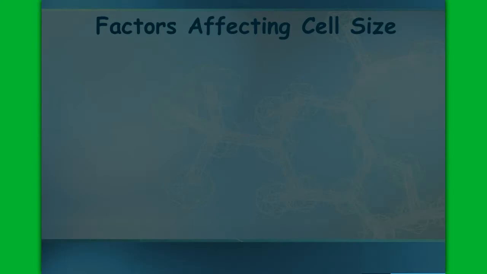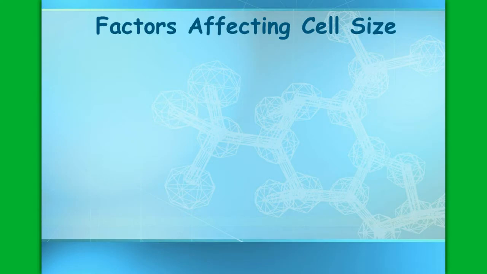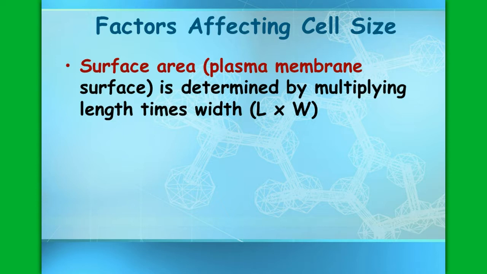So what we want to do is determine what factors are going to affect the size of a cell. And I can tell you that one of those factors is the surface area of the cell. Now, the surface area is determined by looking at the plasma membrane or the cell membrane, and that's the surface of the cell. So we have to determine that by multiplying length times width. Now, I understand most cells aren't square, okay? But if we were to use a cube as an example, length times width is going to be the surface area.